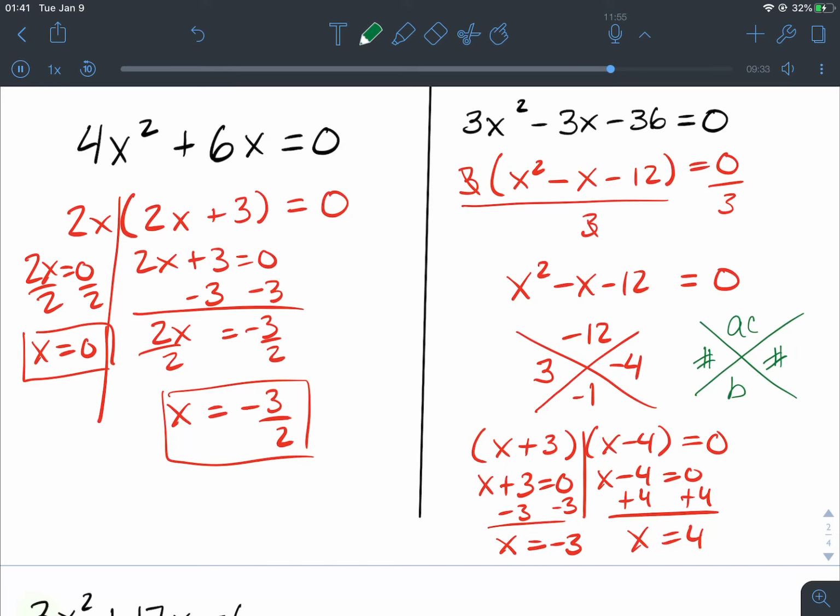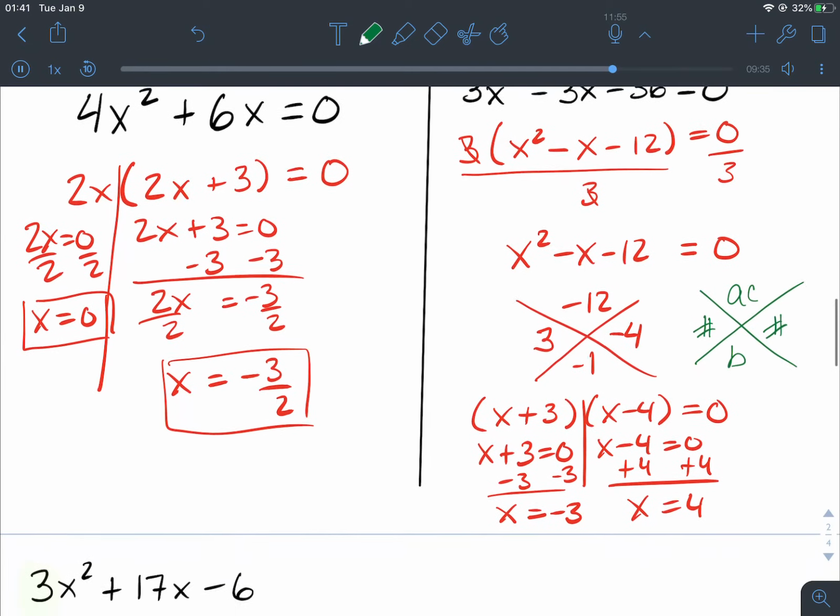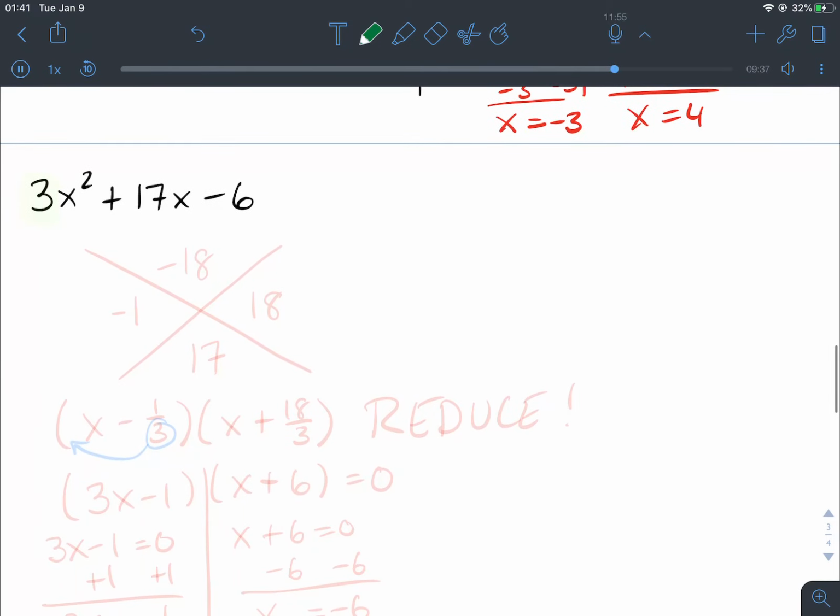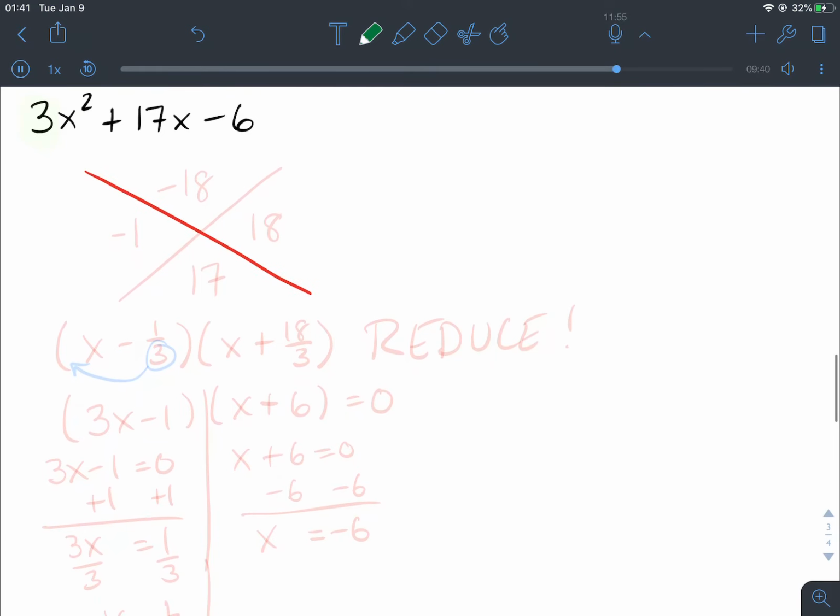The last problem I'll do is this one. So there are no common factors, so I'm going to go straight into the x method. A times c goes on top, and b goes on the bottom. A times c is 3 times negative 6, and b was 17. So start off with 1. 1 times 18 is 18, and 18 minus 1 is 17. So it seems like 1 and 18 are a good fit. And since it's negative on top, one of them has to be negative, 18 minus 1.